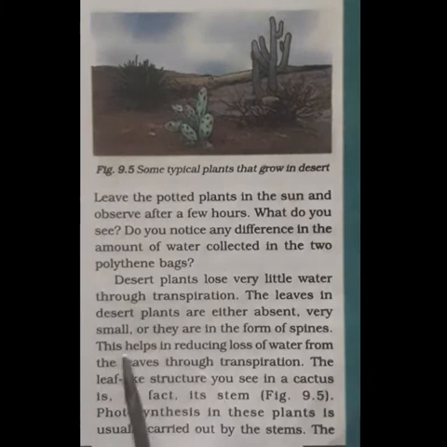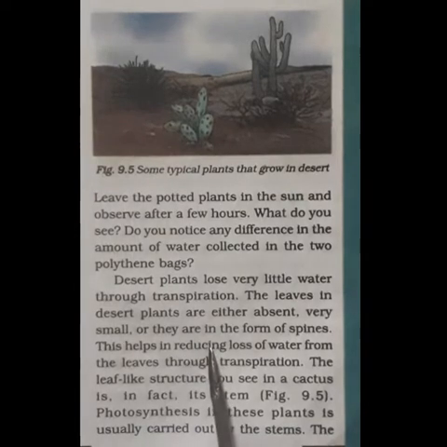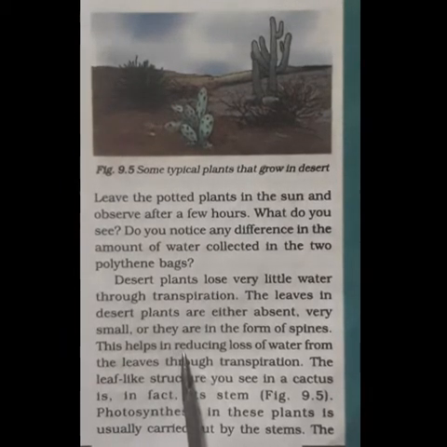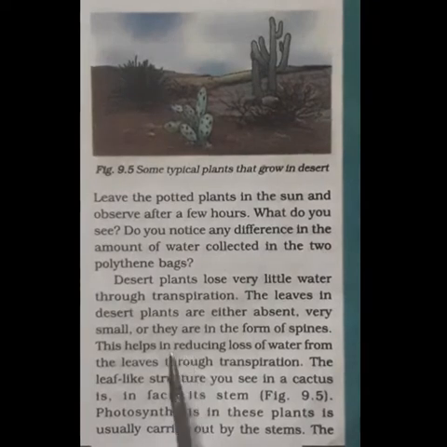The leaves in desert plants are either absent or very small, or they are in the form of spines. Why is that? In order to reduce the loss of water from the leaves through transpiration, the leaves are modified into spines, or they are either absent or very small.